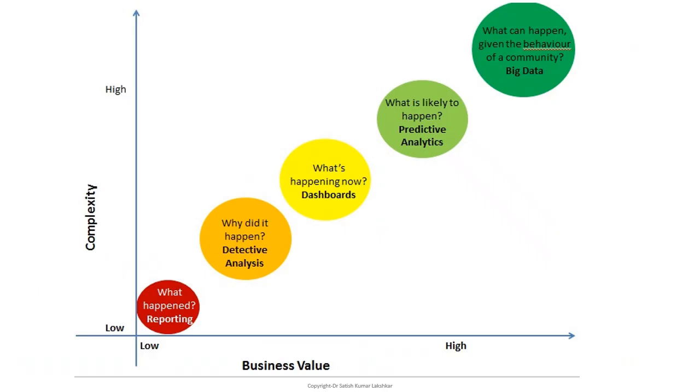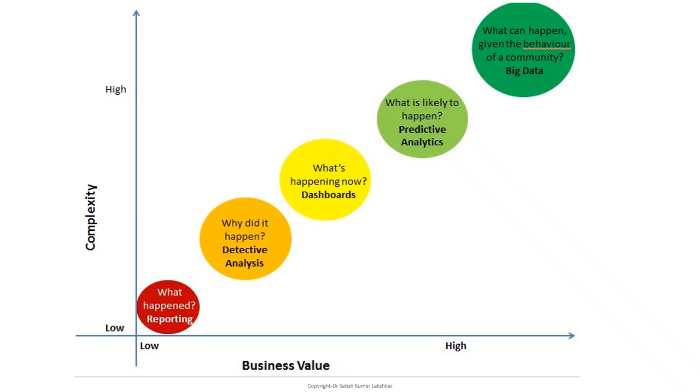Then let's talk about a chart. We can see on the screen there are two variables. On the x-axis you have business value and complexity. So business value and complexity, how can we relate them? Initially, it is reporting what has happened. The business value is very low, the significance of this is very low in terms of business value, and complexity is also very low.